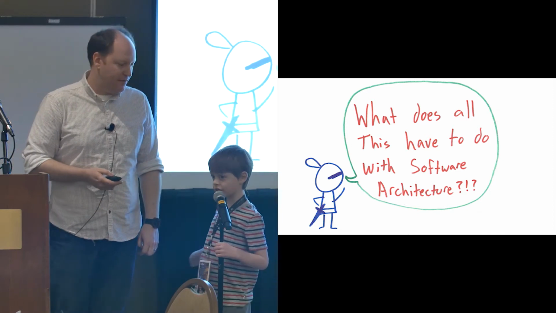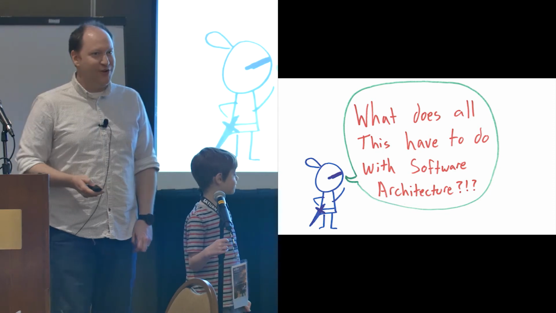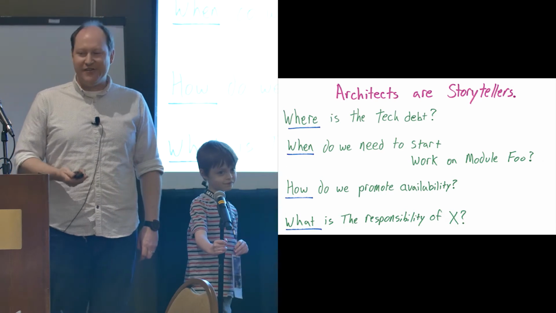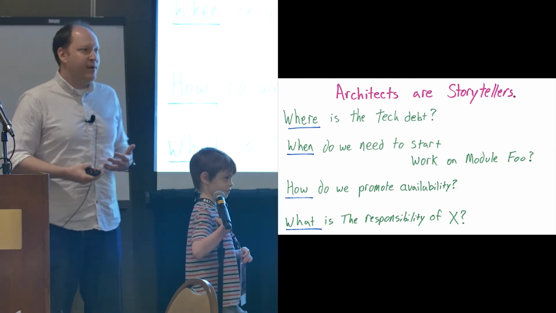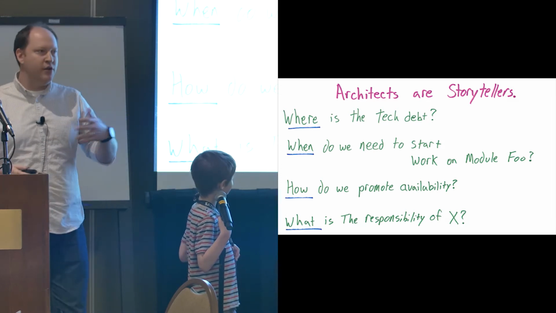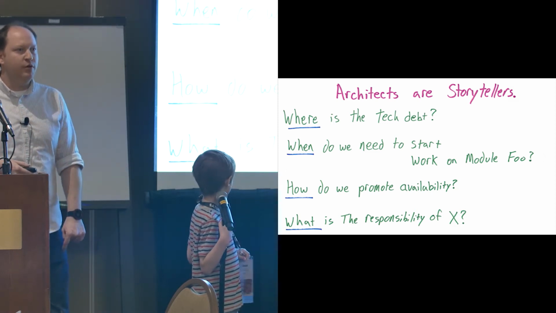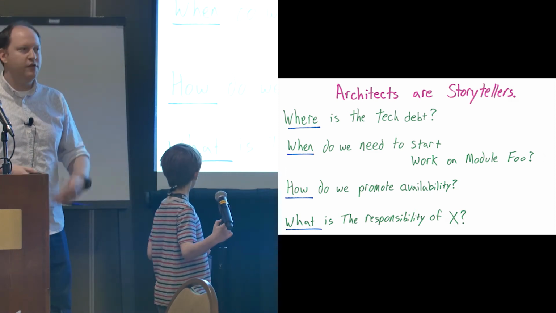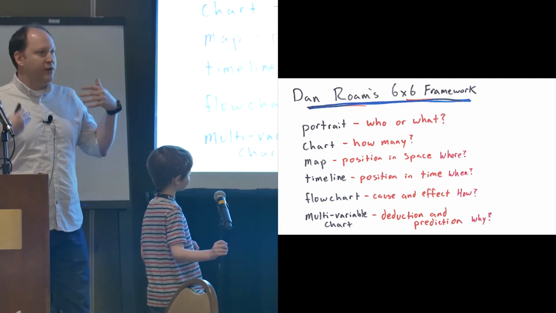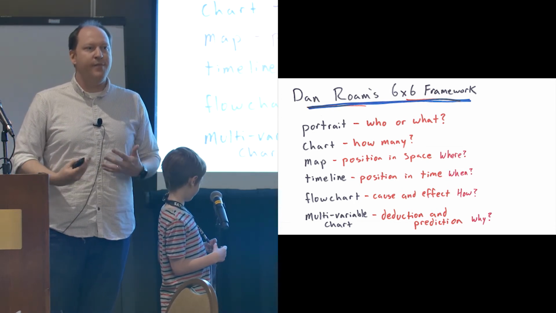Hey, Dad, what does all this have to do with software architecture? Another excellent question, Owen, and some in the audience may be wondering the same thing. As it turns out, architects are storytellers. We're asking these questions all the time about the software systems that we design. We might be asking, where's the technical debt? Or when do we need to start work on some module? How do we promote a certain quality attribute? Or what is the responsibility of some component? We can use Dan Rome's 6x6 framework to help guide us in selecting the right ways to share those ideas. They come up all the time in software design.